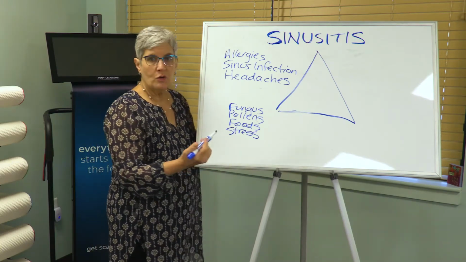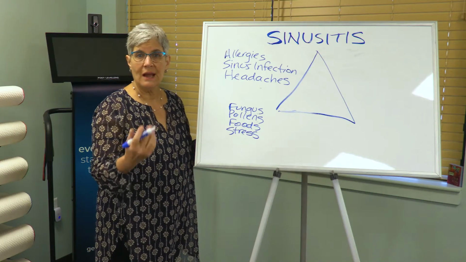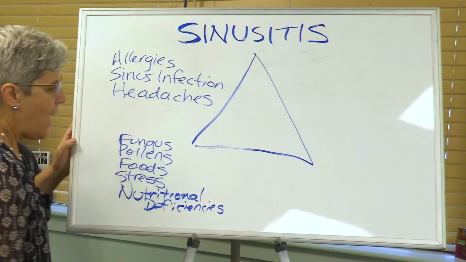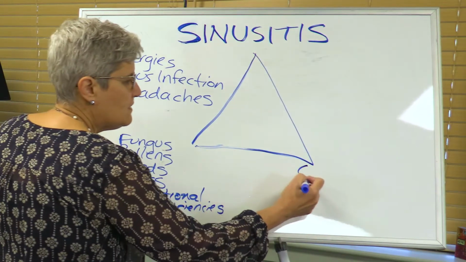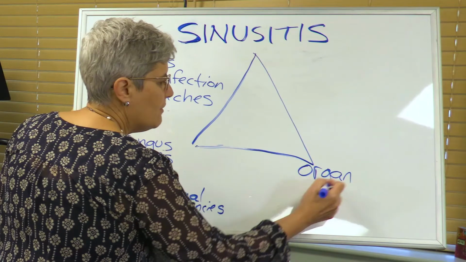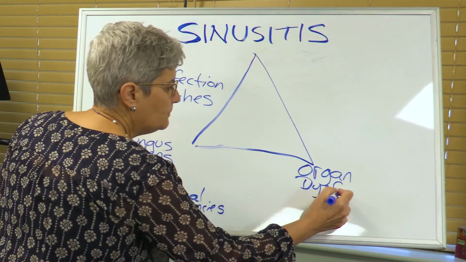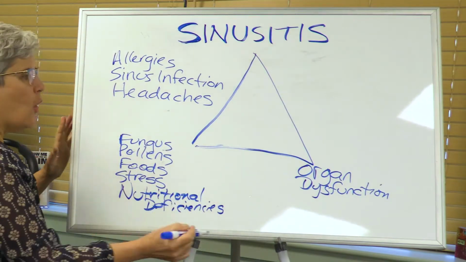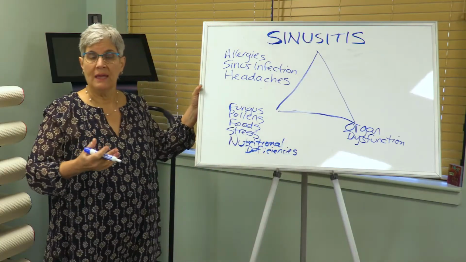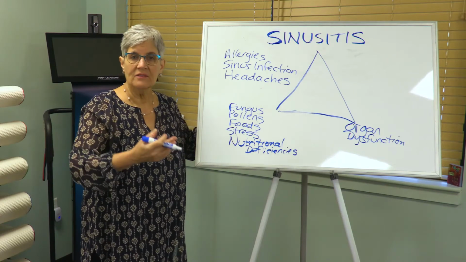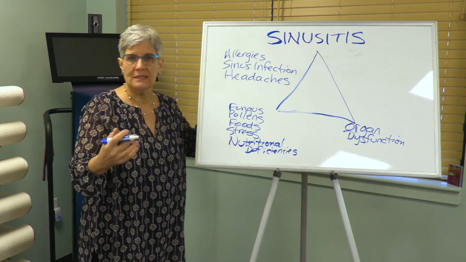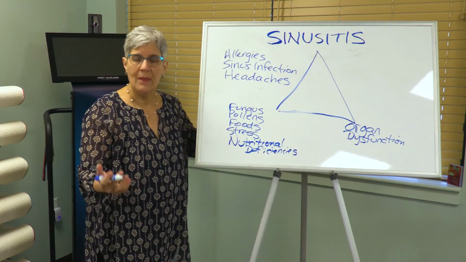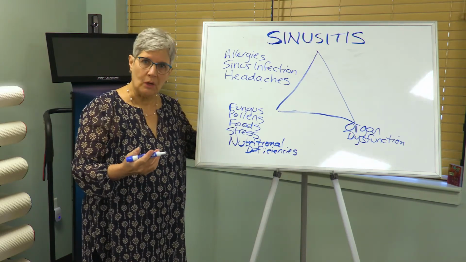Also, nutritional deficiencies can cause our bodies just to not function very well, and any symptom can occur. And organ dysfunction. We can have organ dysfunction as a result of any of these things. The organ can be the sinuses themselves, it can be the adrenal glands, it can be the liver. The liver is very common with allergies, it shows up, and it can also be structural.